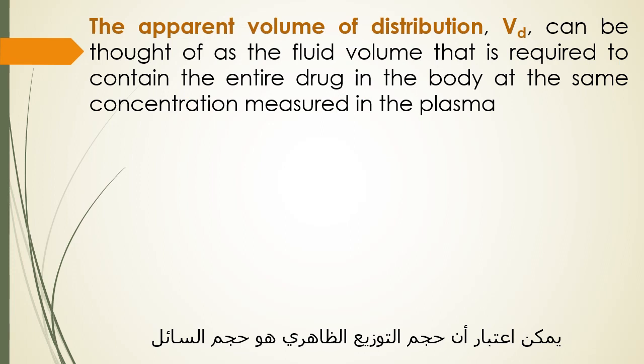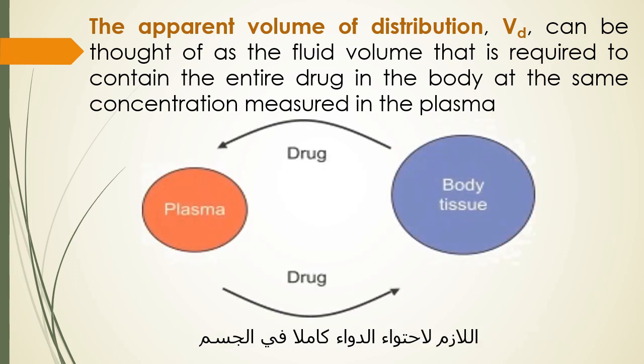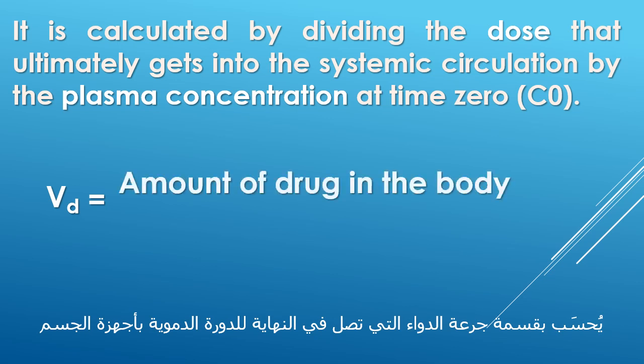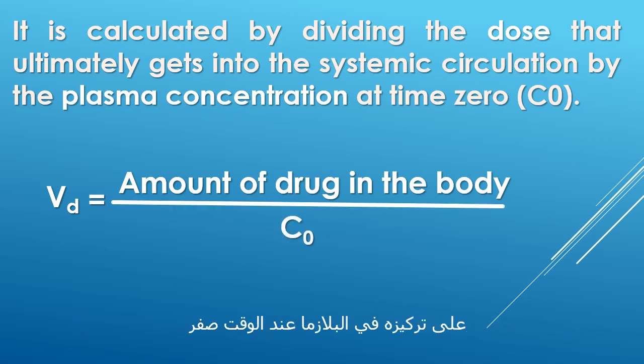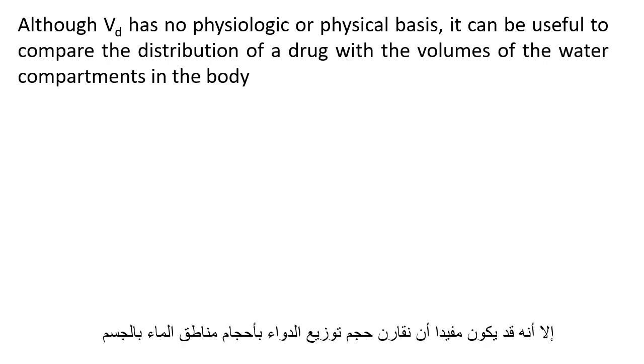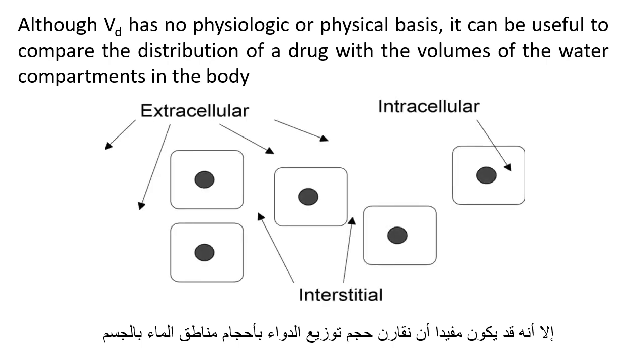The apparent volume of distribution, VD, can be thought of as the fluid volume that is required to contain the entire drug in the body at the same concentration measured in the plasma. It is calculated by dividing the dose that ultimately gets into the systemic circulation by the plasma concentration at time zero, C0. Although the volume of distribution has no physiologic or physical basis, it can be useful to compare the distribution of a drug with the volumes of the water compartments in the body.